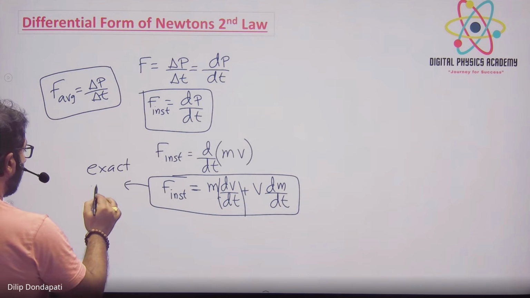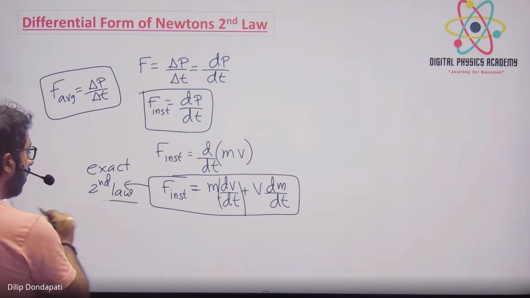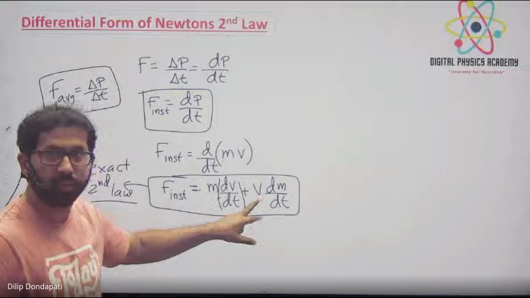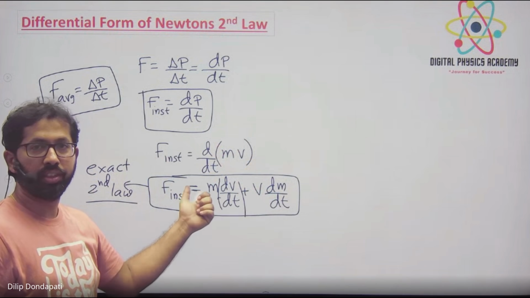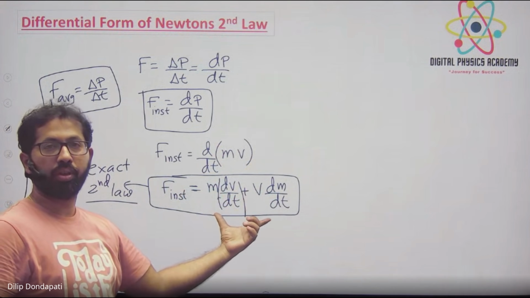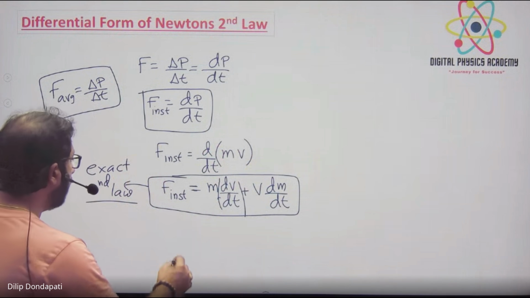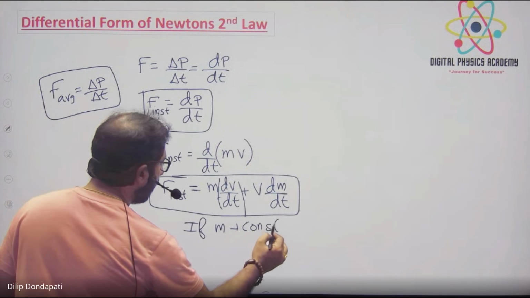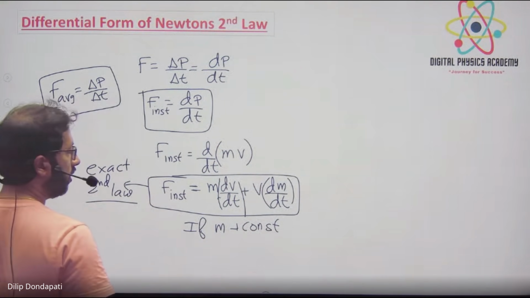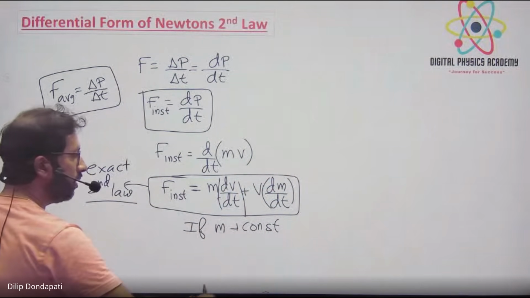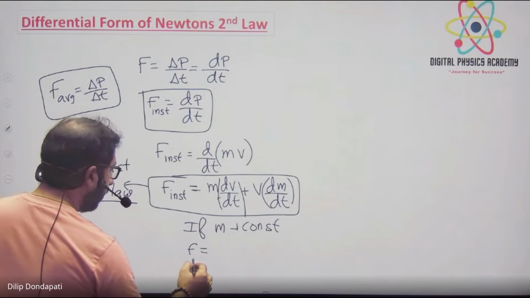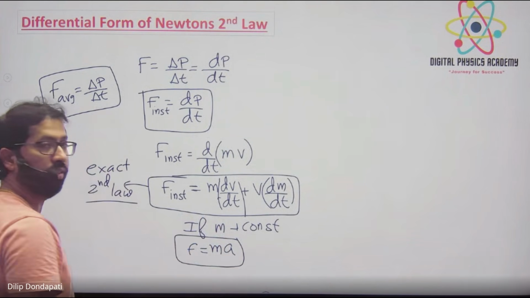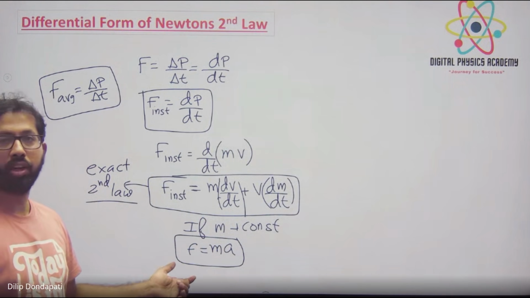Exact second law. Momentum can be changed: if the velocity changes, momentum will change; if the mass changes, momentum will change. So when both change, we can use this formula. From this I can derive F equal ma also. Tell me, if mass is constant, dm by dt is how much? Change in mass by time is 0. So what will the formula for F be? M into dv by dt, which is nothing but acceleration. F equal ma. So we can derive F equal ma from this also.